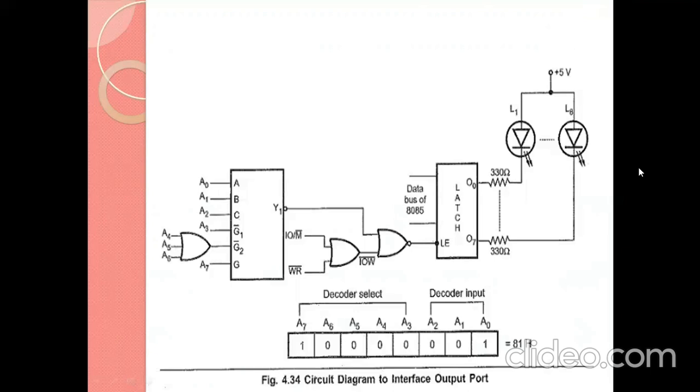Here I am taking 8 LEDs. So switches are the input device, and for the output device I am taking 8 LEDs. Here the LEDs are connected to Y1. If you connect to Y0, the address is 80. If you connect to Y1, the address is 81.